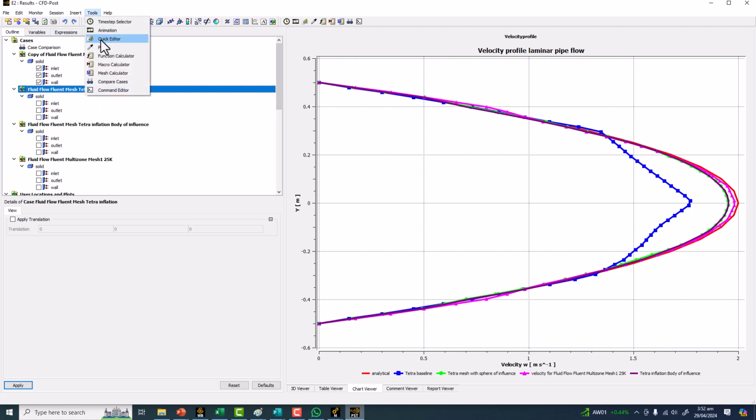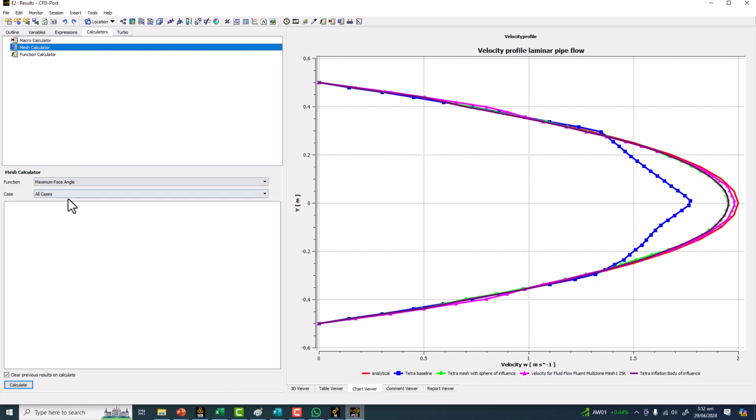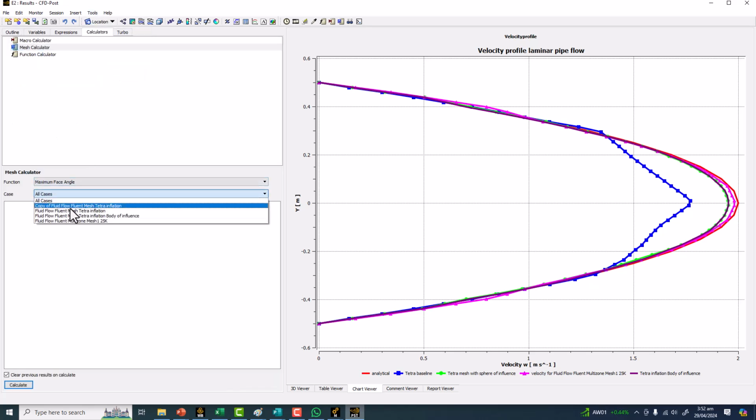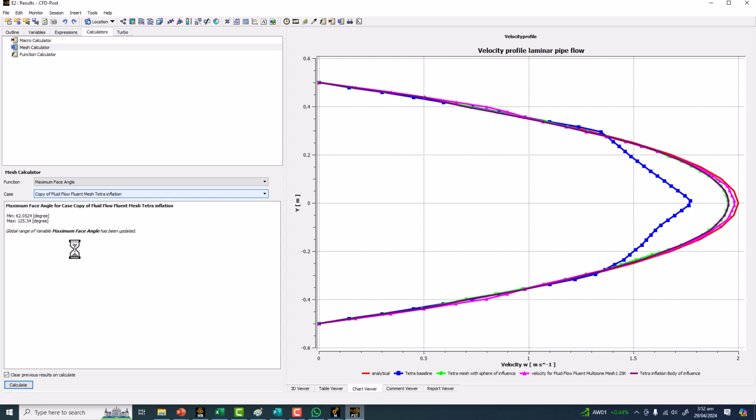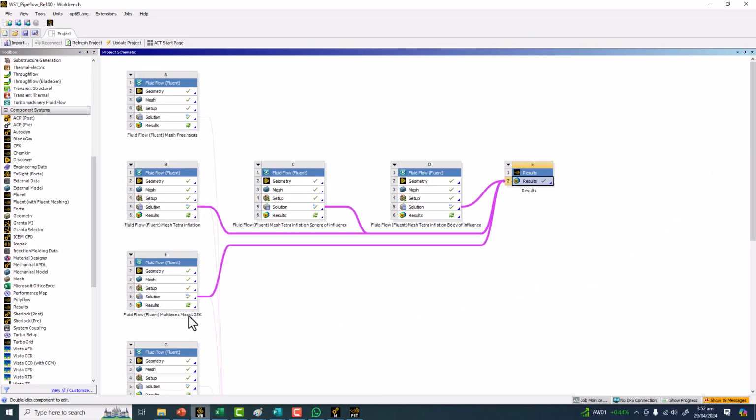If I use the mesh calculator tool here, it's around 441,000. Right now we have four cases here: one is the multi-zone and three are tetra meshing.